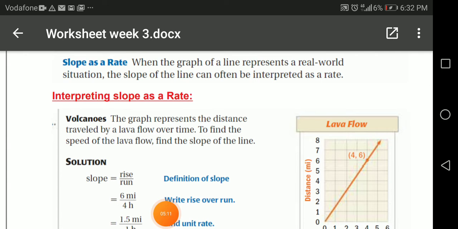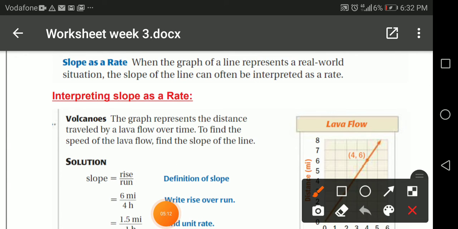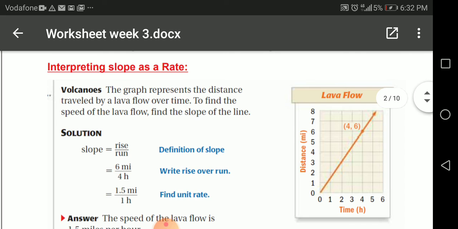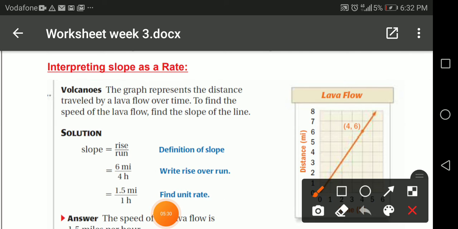Remember, my dear students, when the graph of a line represents a real world situation, the slope of the line can be interpreted as a rate. So we can use this in real life, interpreting slope as a rate. As you see, we have this example, volcanoes. This is from your book. The graph represents the distance traveled by lava flow over time. To find the speed of the lava flow, find the slope of the line.